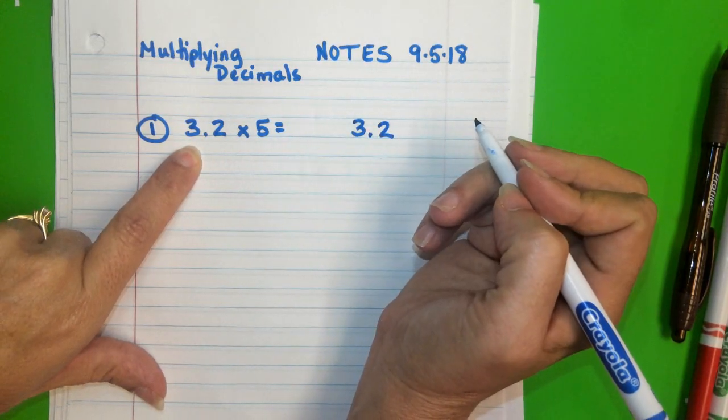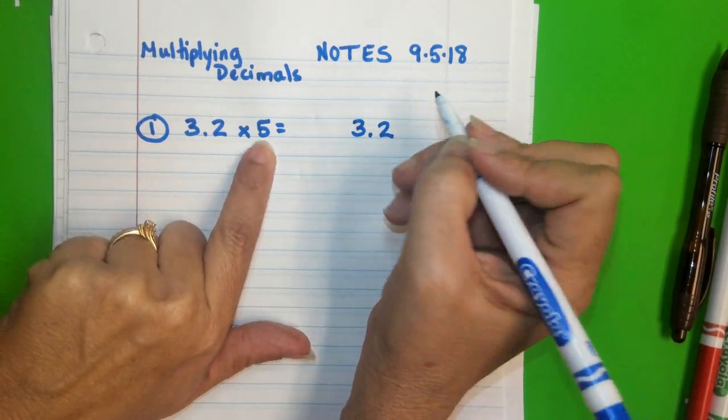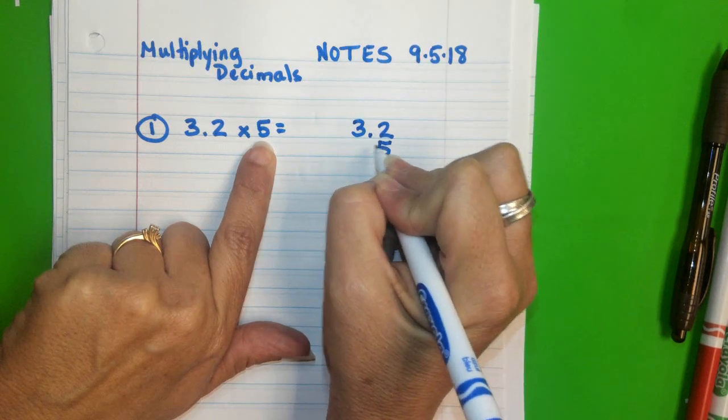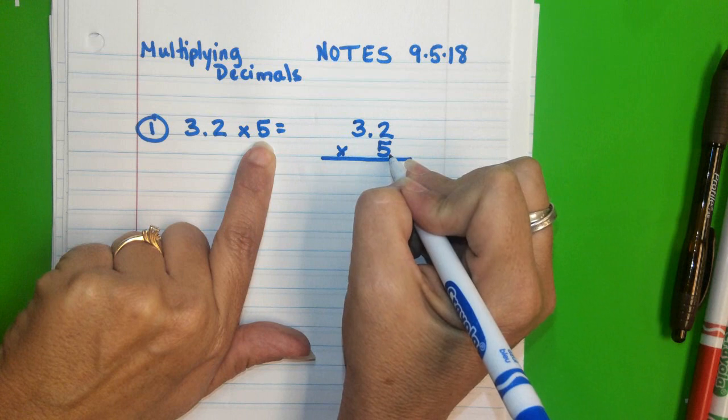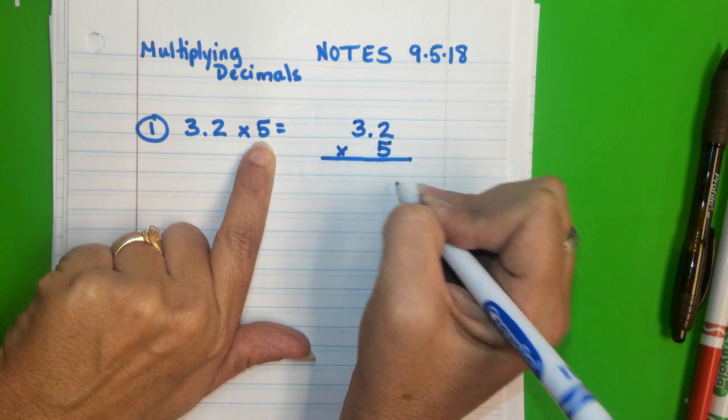And on the bottom, we're going to want to line up the 5 in this right-hand column. Listen, don't line up decimals, line up the right-hand digits.